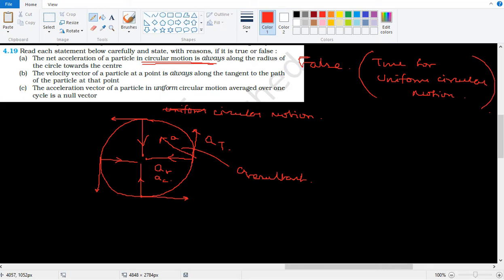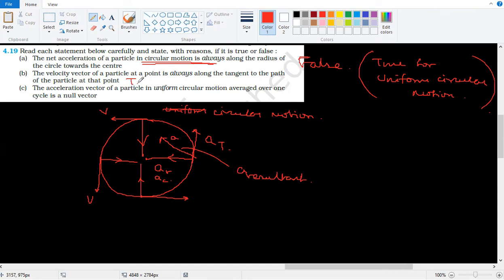Velocity vector of a particle at a point is always along the tangent to the path of the particle at that point. Yeah, that sounds correct, right? Because velocity is always tangential to the point. It means B sounds correct to me. So this is true.